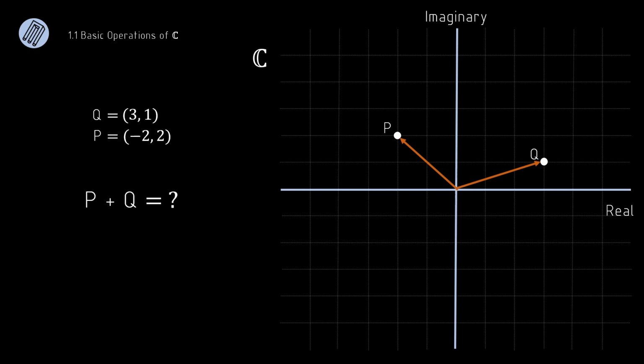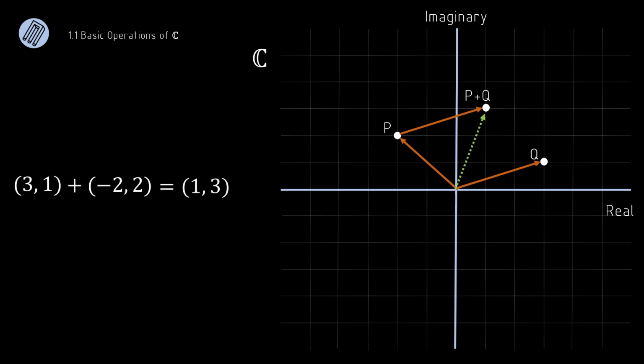Well, it turns out that addition in the complex plane is identical to addition in R2. Think of p and q as vectors in the complex plane, and add them together just like you would add vectors in R2. You add vectors by the parallelogram rule, which I show here. P plus q is the resultant of the parallelogram rule for these two complex vectors.